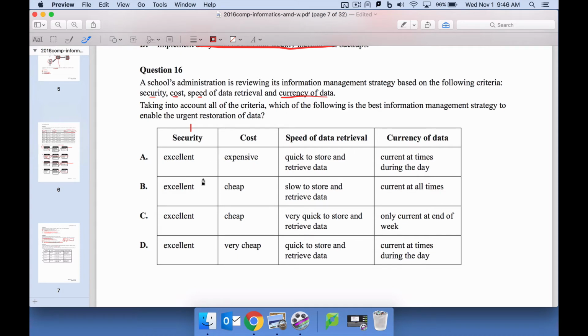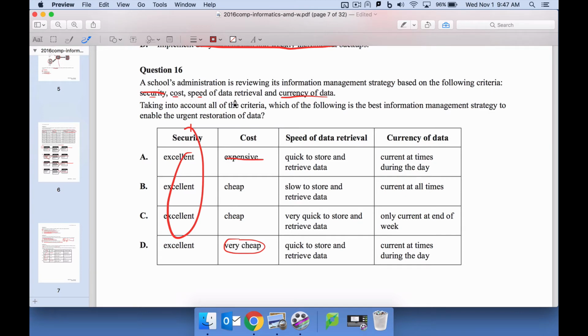The first column is going to be easy because they're all excellent. So it doesn't matter in terms of security. We can cross that one off. Next one is cost. So we need to value cost here. So expensive is probably going to be crossed out. Cheap, cheap, and very cheap. Well, this one looks like the one for now. So let's go with this one. So far we're on D.